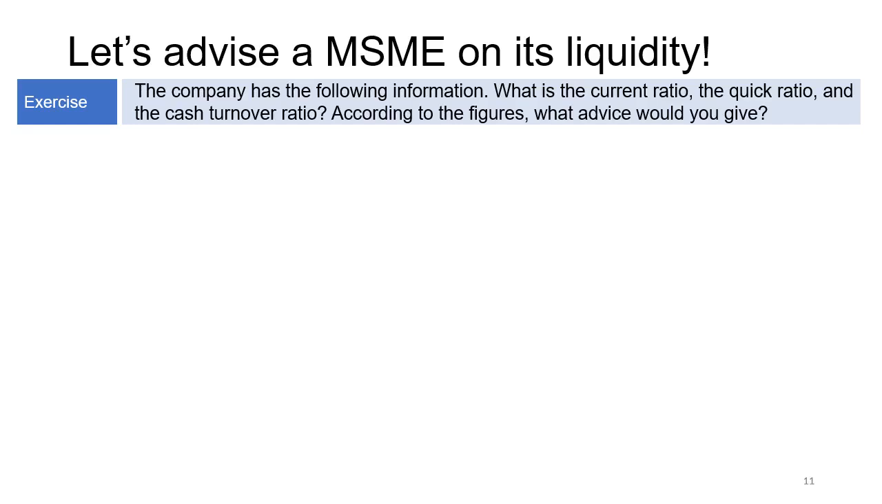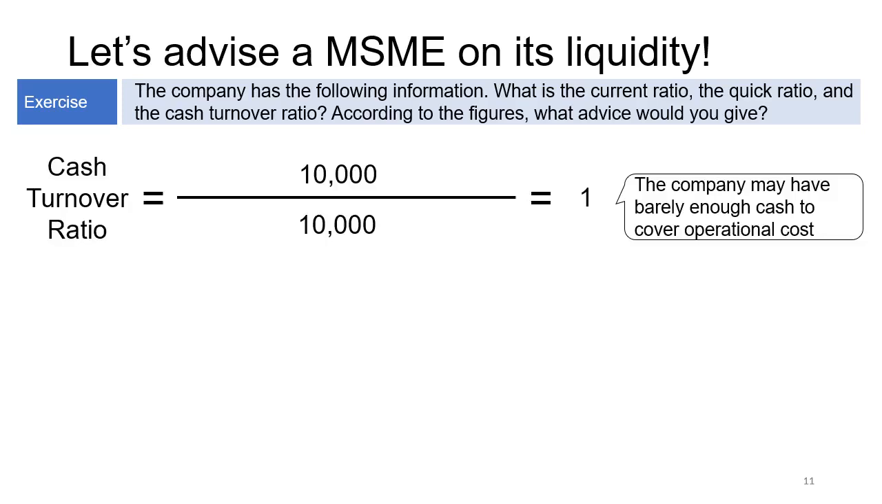Once you prepare the balance sheet, you can calculate the liquidity indicators. For cash turnover ratio, the answer is 1. This means this MSME barely has enough cash to cover its operational cost, which is not good.